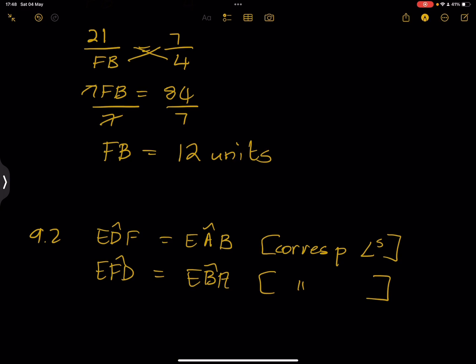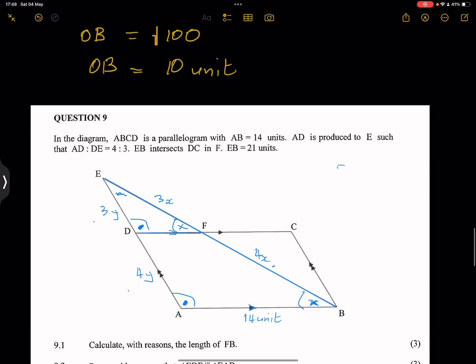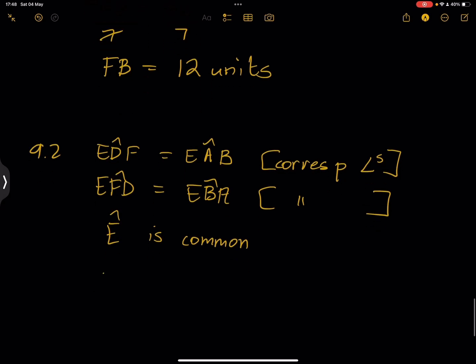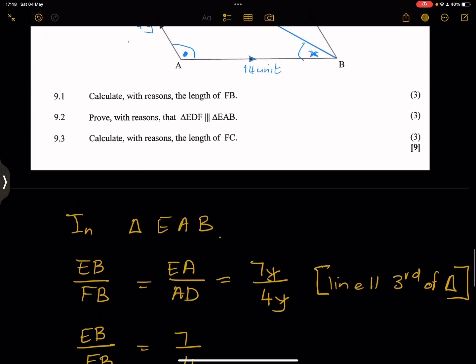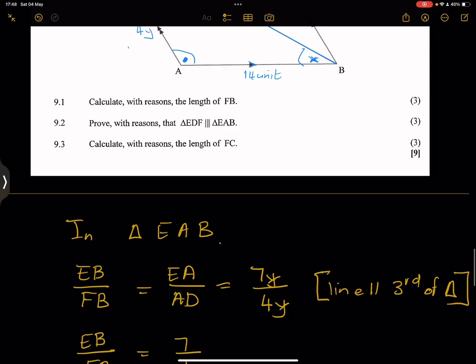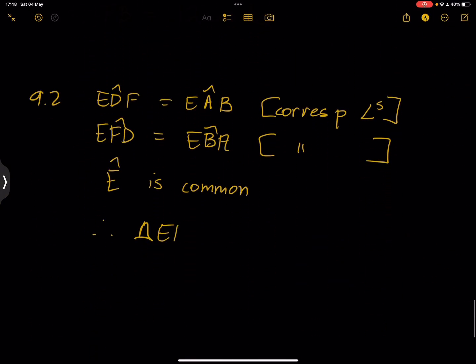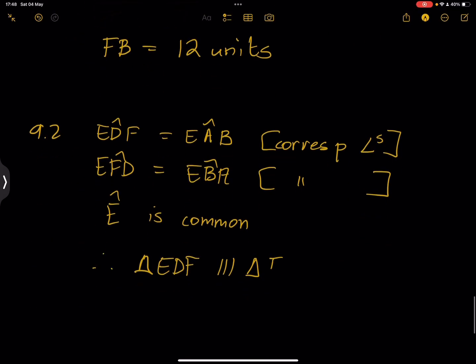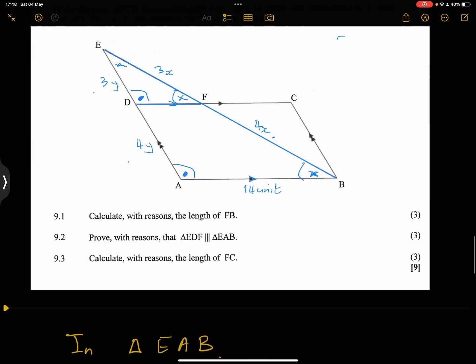And finally, we said angle E is common between the two triangles. So therefore, triangle EDF is similar to triangle EAB, right? And why is that? Because of angle, angle, angle. And finally, ladies and gents, they say calculate with reasons the size of FC.